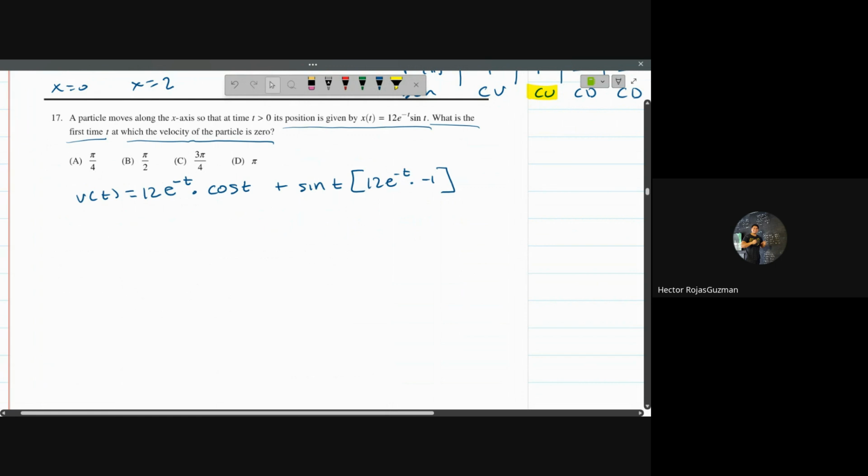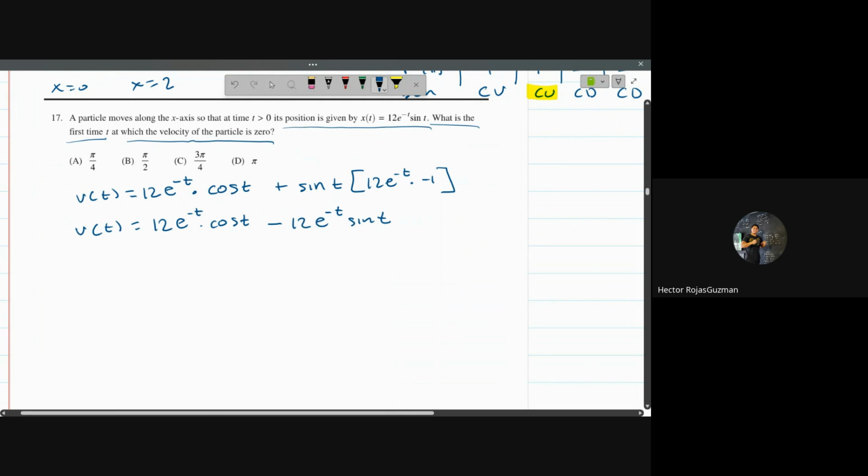I'll just keep going. I made it this far. 12e to the negative t times cosine of t. Over here on the right side, we're going to have negative 12e to the power of negative t times sine of t.